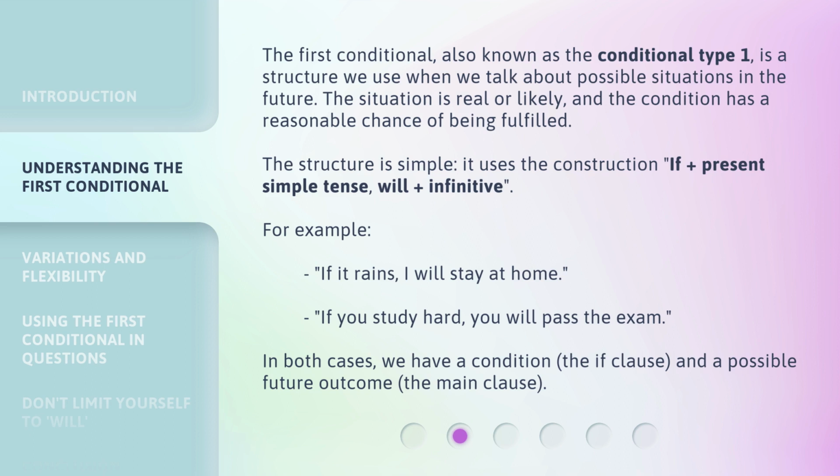The structure is simple. It uses the construction: if plus present simple tense, will plus infinitive. For example, if it rains, I will stay at home. If you study hard, you will pass the exam. In both cases, we have a condition, the if clause, and a possible future outcome, the main clause.